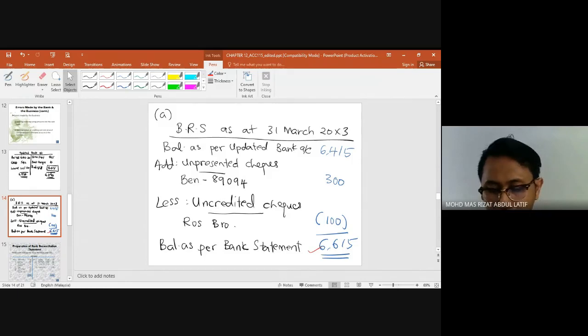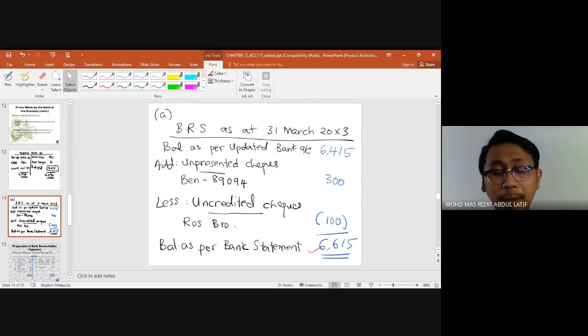So the expression below is meant for bank reconciliation statement that start with the updated bank account balance. First, errors made by the bank. So if as a result of an error, the bank balance was understated, maksudnya tak cukup lah. For example, so the bank had wrongly debited the bank statement, so the amount must be subtracted. So the reverse treatment is necessary if the bank had wrongly credited the bank statement and as a result the bank statement balance was overstated.